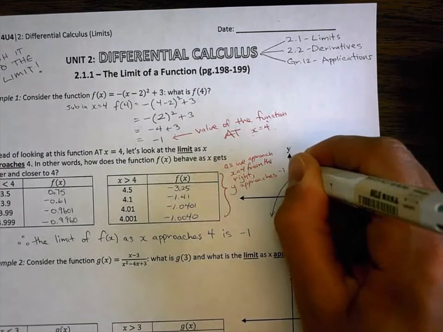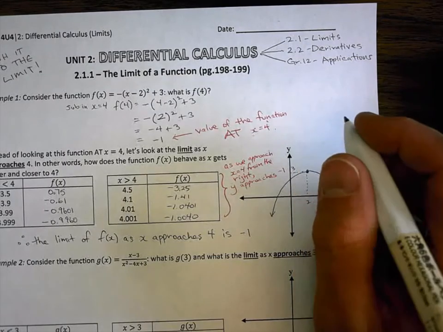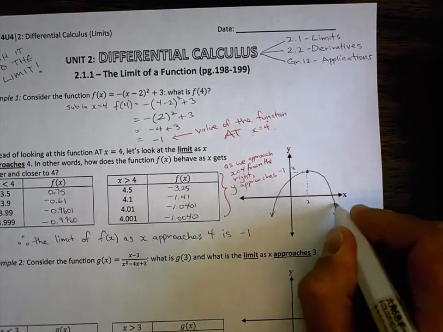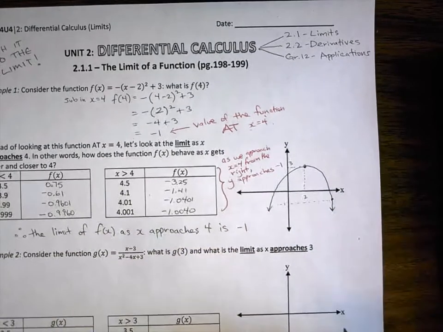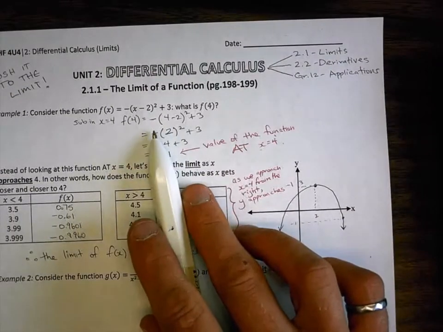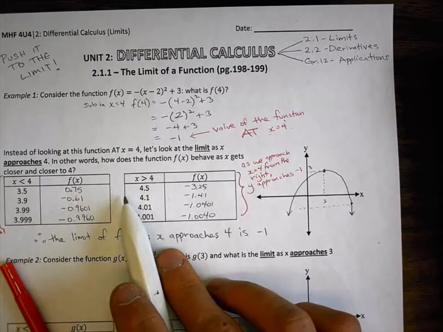This is 2, and this is 3. And 4 is somewhere over here, and we know the point is negative 1. So there's a difference between the first thing we did, which was sub in 4, and the second thing we did, which is the limit at 4.